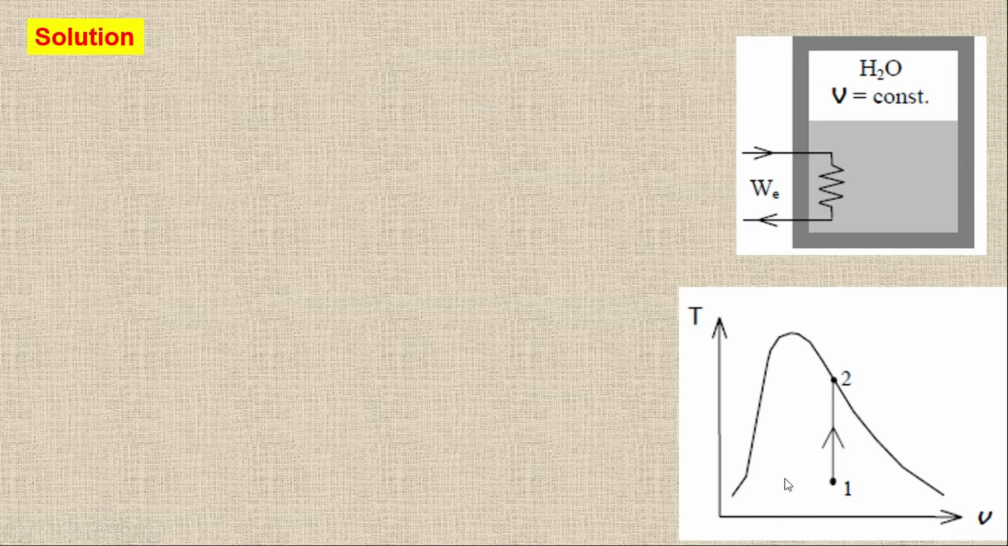Initially, state number 1 is inside this dome because it is a saturated vapor mixture, so we have it somewhere here. Then due to constant volume, the line goes up to this point, because at this point we get the completely vaporized liquid. Sorry, it's not liquid, it's basically vapor. The complete liquid will be vaporized at point number 2. So this is the TV diagram for this process, with state number 1 and state number 2.